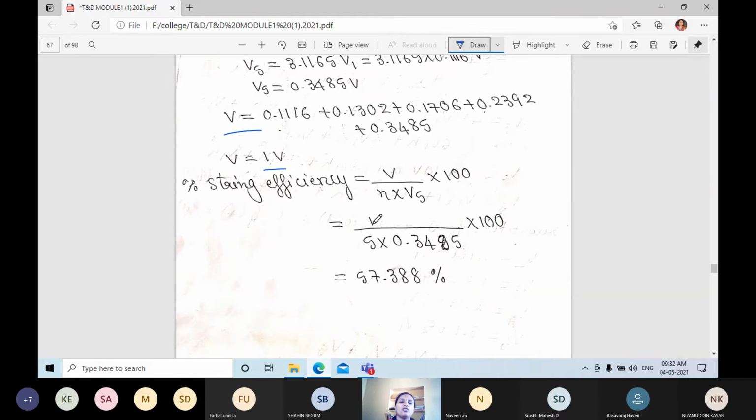V voltage, how much did you get? 1 voltage. And what about N here? 5. And V5, how much did we get? 0.3485, and into 100. You'll get 57.388%. This is about string efficiency problems.